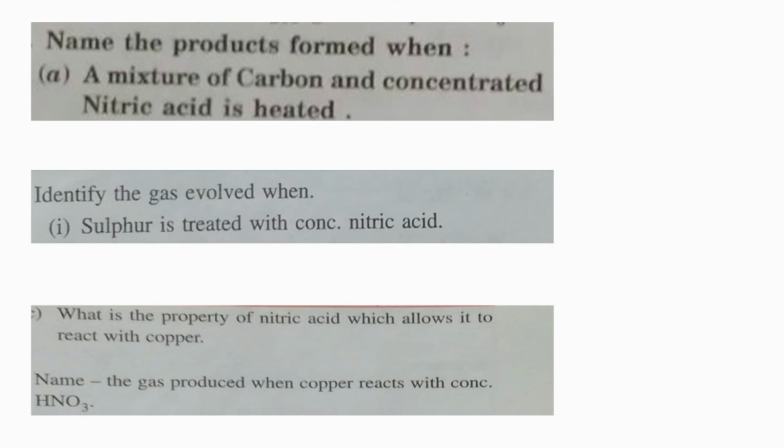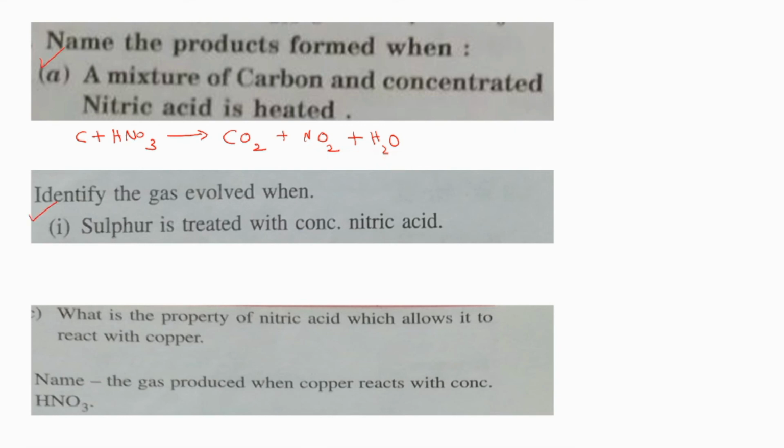Now see these questions related to what we have discussed today. Name the products formed when a mixture of carbon and concentrated nitric acid is heated. Write and see: carbon plus concentrated nitric acid. Whenever we are using concentrated nitric acid, one product obtained will definitely be nitrogen dioxide, another one will be water, and carbon will be oxidized to carbon dioxide. They are asking to name the products only, so you can say that carbon dioxide, nitrogen dioxide and water will be produced.